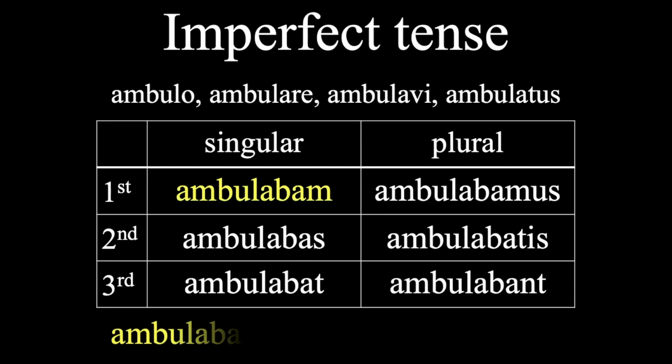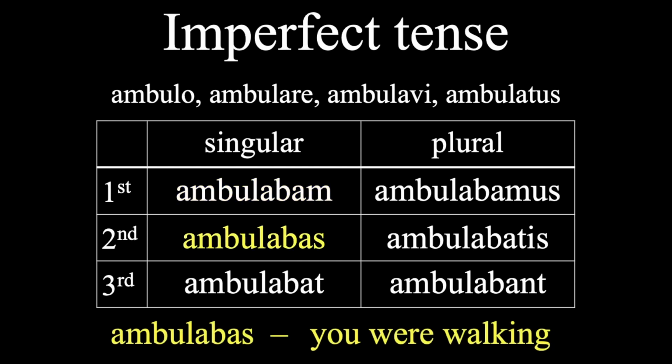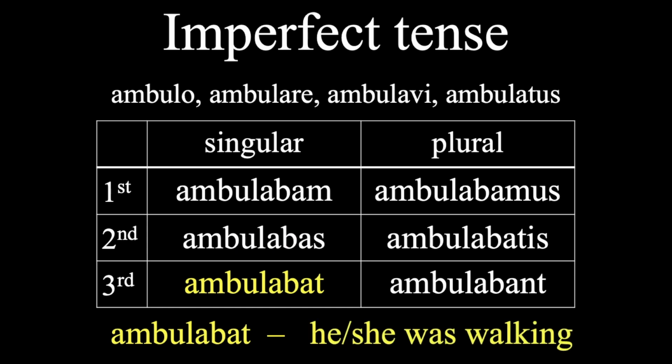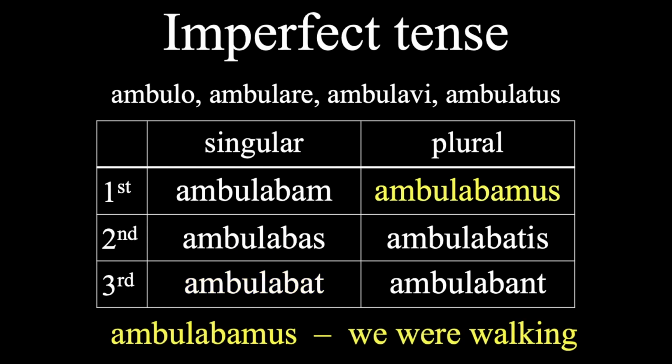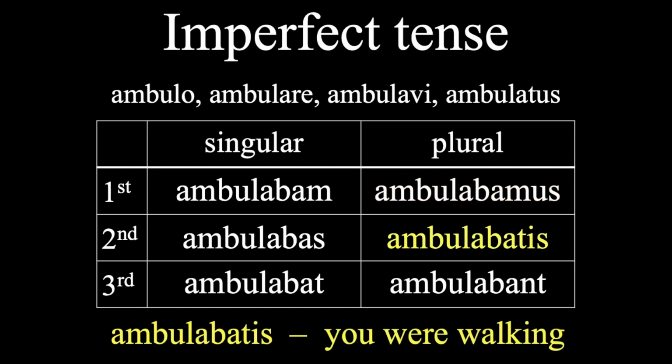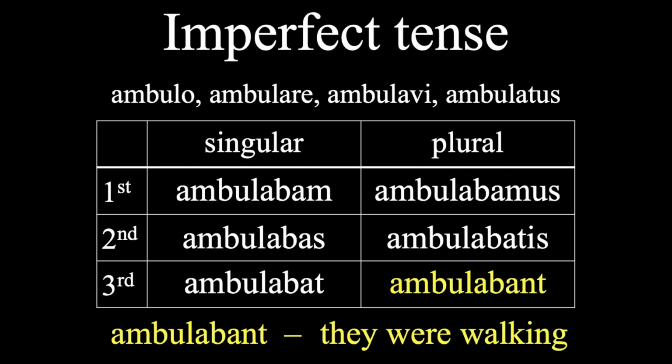In English, we'll get I was walking, you were walking, he or she was walking, we were walking, you were walking, and they were walking. Also, we could have had they walked for this third person plural form. We could have walked for any of these instead of was or were walking.